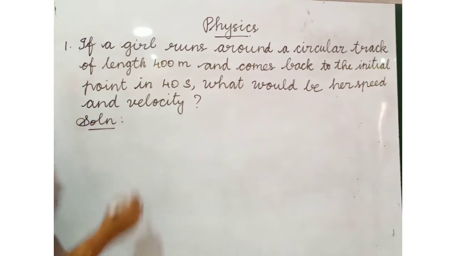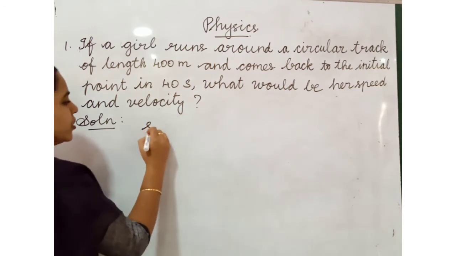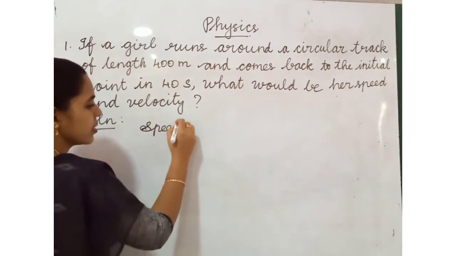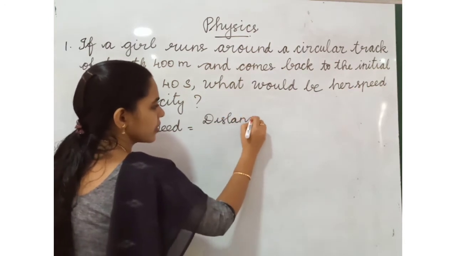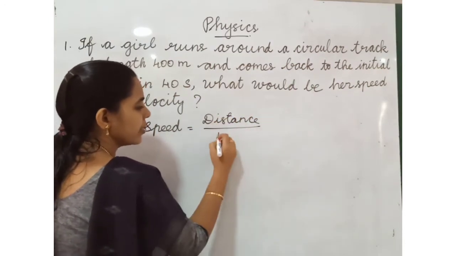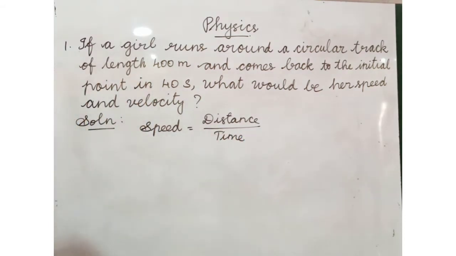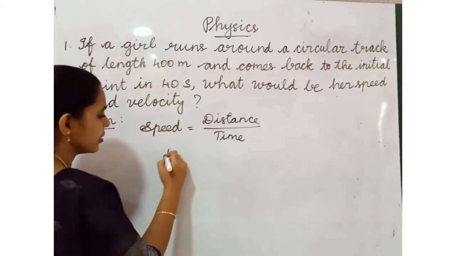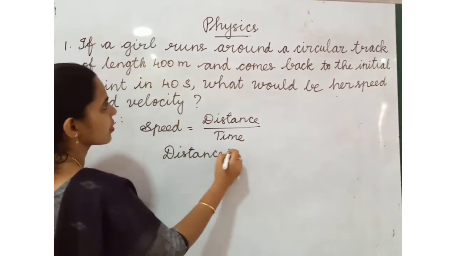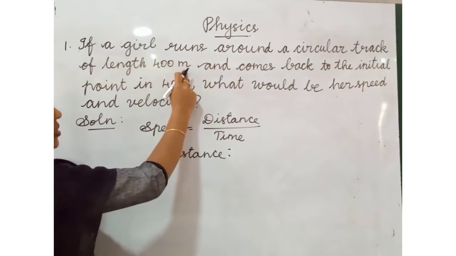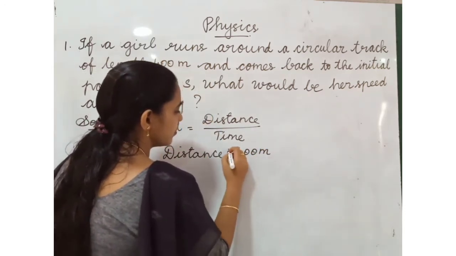Solution. What is the formula for speed? Speed is equal to distance divided by time. What is the distance here? Distance is equal to 400 meters.